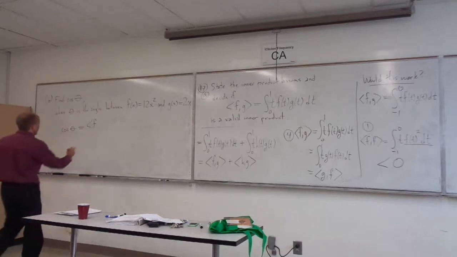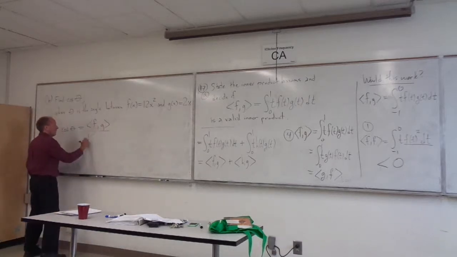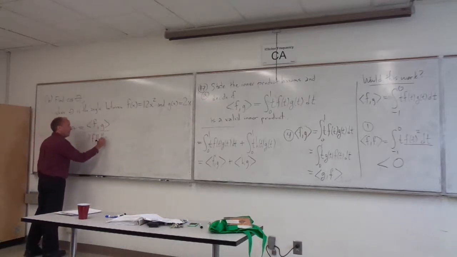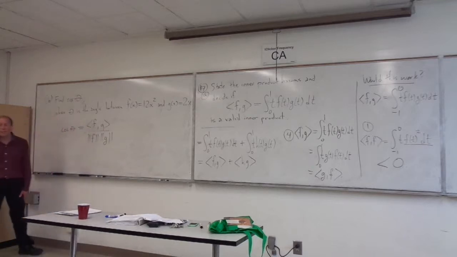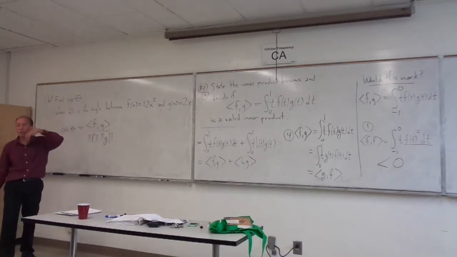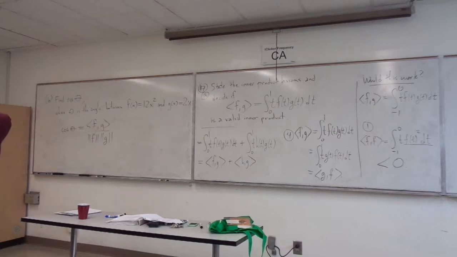The inner product of f and g divided by the norm of f times the norm of g. There we go. That's it. Okay, basically it's the same formula that you learned in 250A, except instead of a dot product, now I'm writing it as an inner product. It's the same concept.